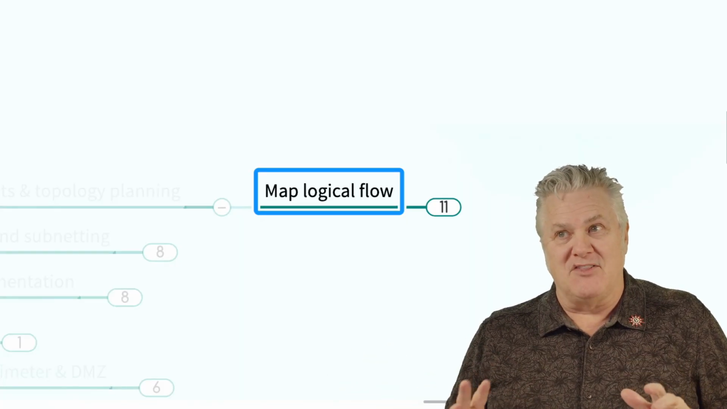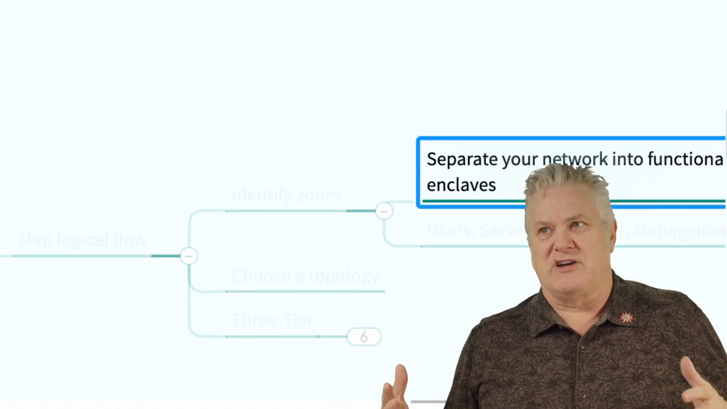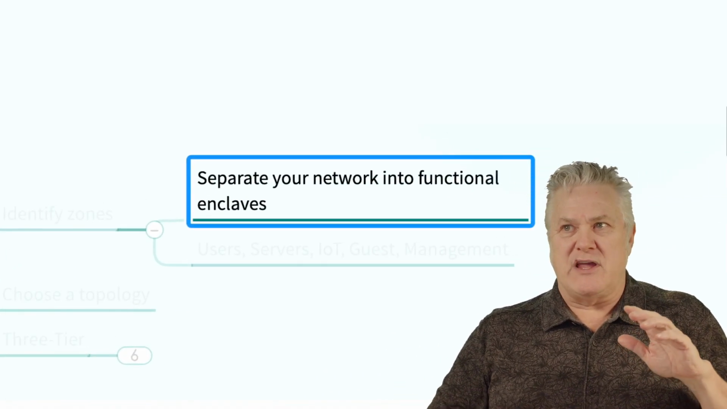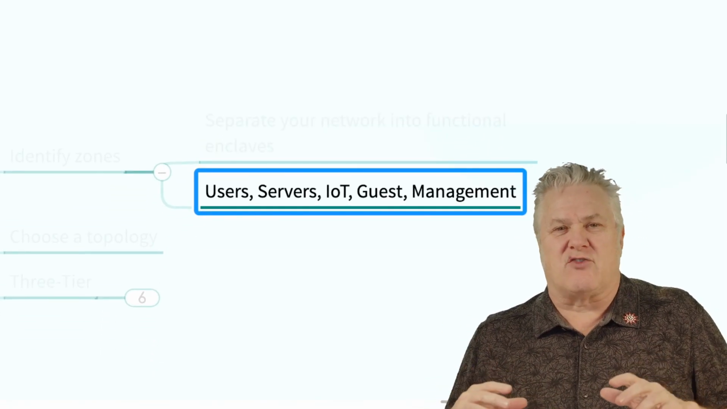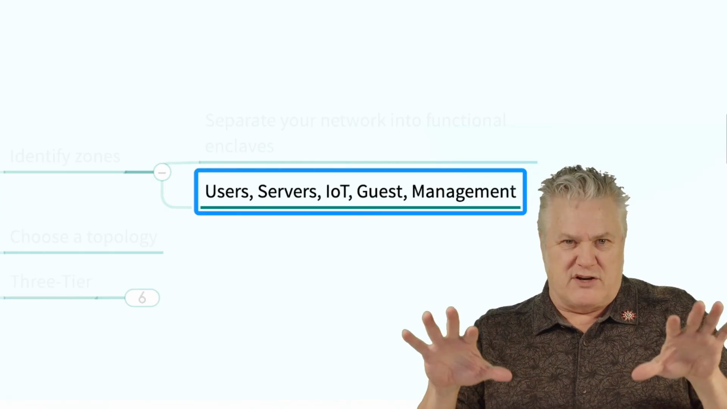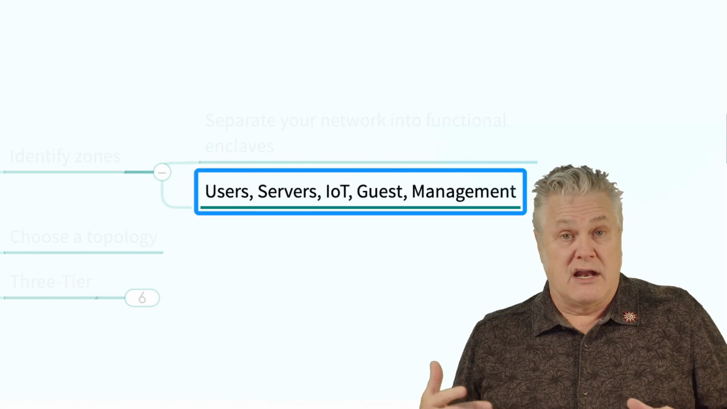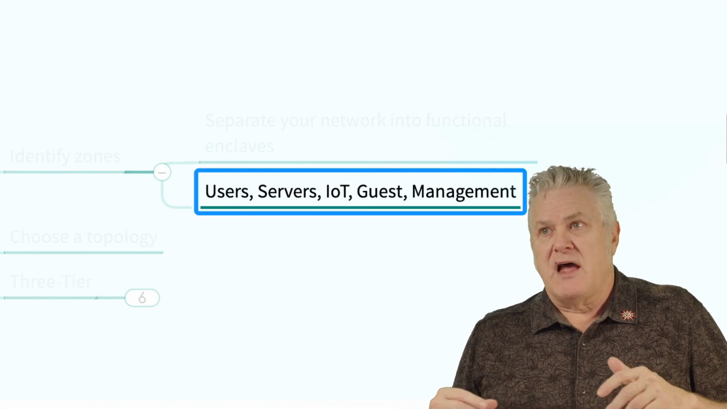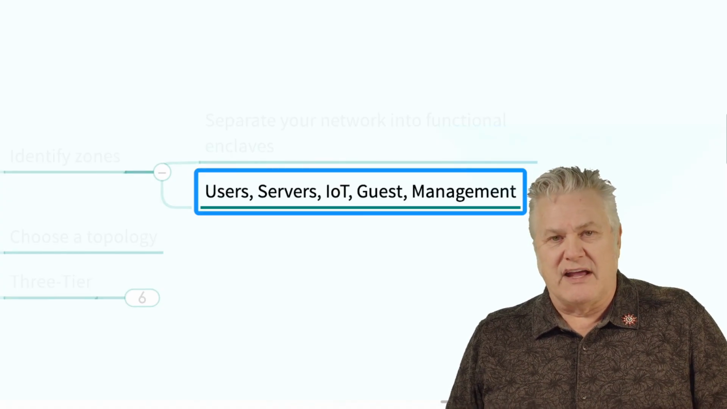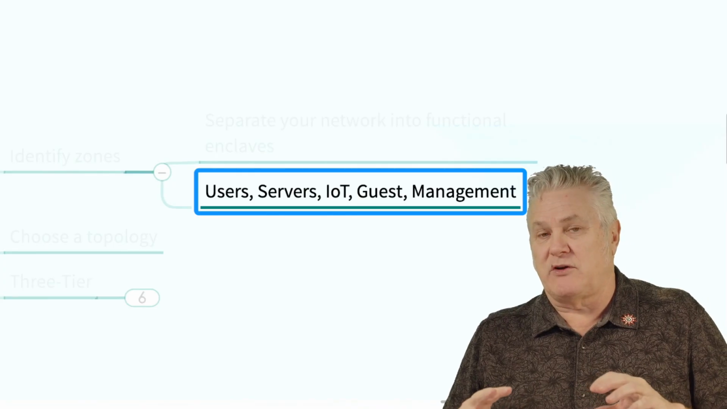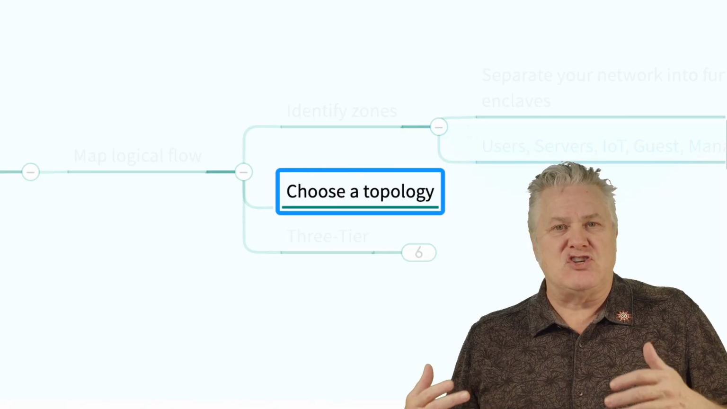But we want to map the logical flow to start off with by figuring out what the zones are in this organization. And so what you'll do is you'll separate your network into functional enclaves. You start off with just generally clients and servers, but then we have to break it down further with users, servers, and if you have any IoT, guest or management. For me, I also want a separate place inside of here that's called printers. I really want to segment them off because printers are getting really smart these days.